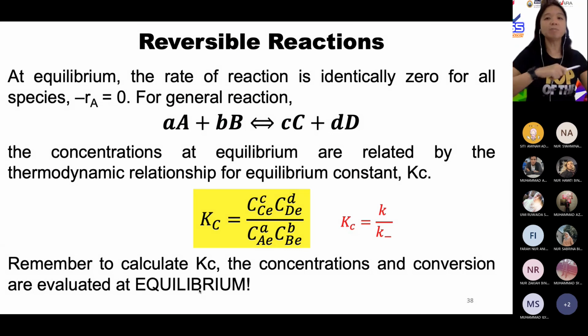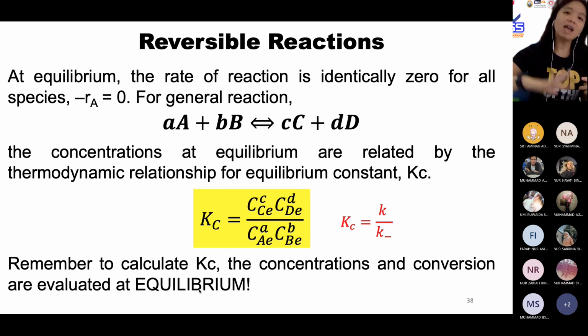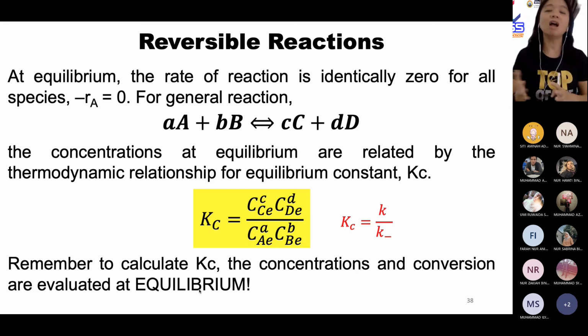Right, so the last part for chapter 4 is satu lagi benda baru yang kamu kena belajar. Sebelum ni, kamu belajar rate law untuk tindak balas that we call irreversible reaction. Tindak balas yang tidak berbalik, tindak balas yang sehala, forward direction. Sebab tu kita dapat rate law: minus RA equals to KCA, KCA square, KCA CB. Semua tu adalah untuk rate law kalau tindak balas dia is irreversible.